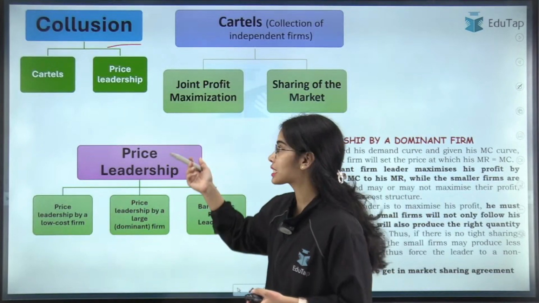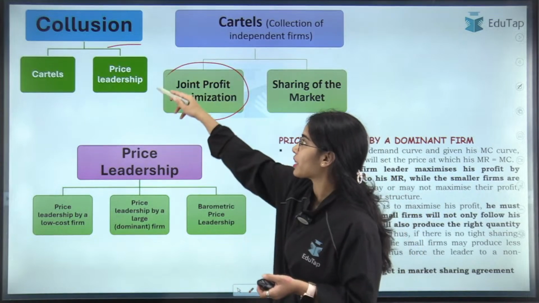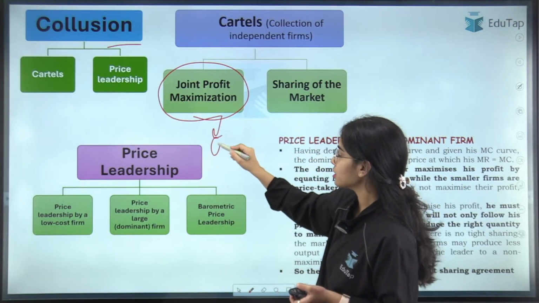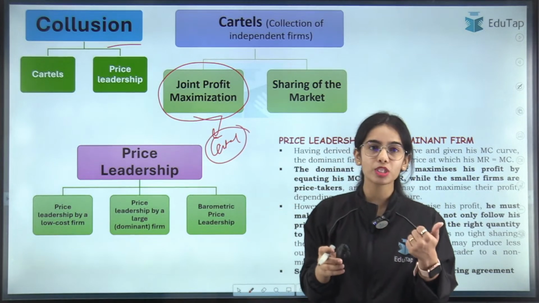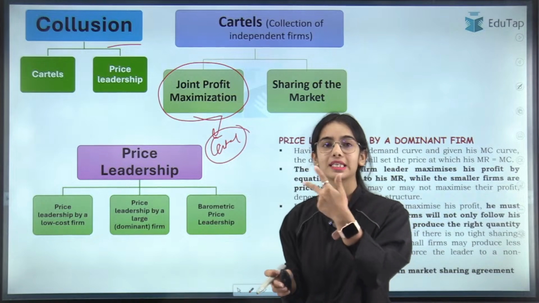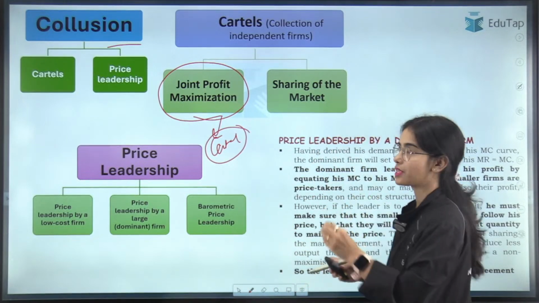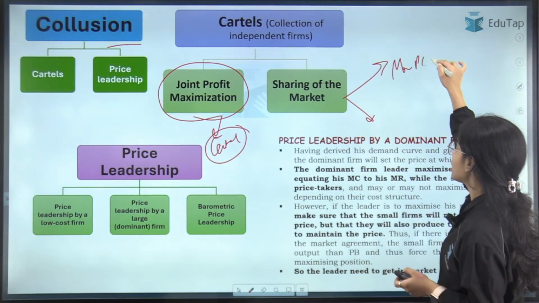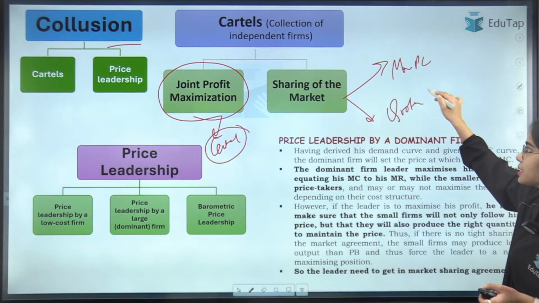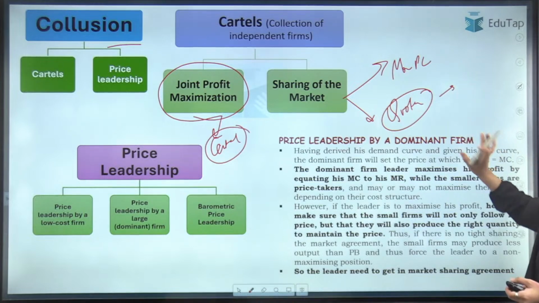Now collusive models, cartels are being made, joint profit maximization is happening. Here the central agency takes all the decisions, how much will be produced and at what price, and such decisions are taken by the central agency. Sharing of the market is on the basis of non-price competition or on the basis of quota, the quantity is decided or the geographical area is decided.